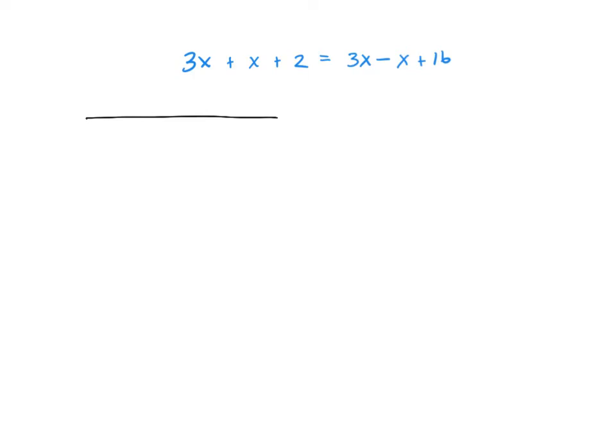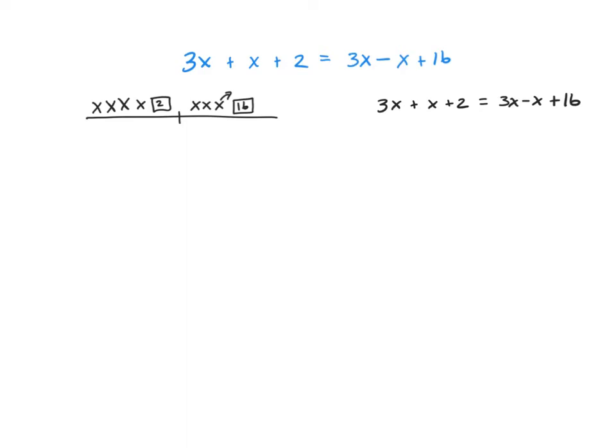On the left-hand side, here's our pictorial setup. We have 3 x's, another x, and a 2. And on the right-hand side, we have 3 x's, and then we're taking away an x, and then we're adding a 16. So the written notation for algebra would be 3x plus 2 equals 3x minus x plus 16.